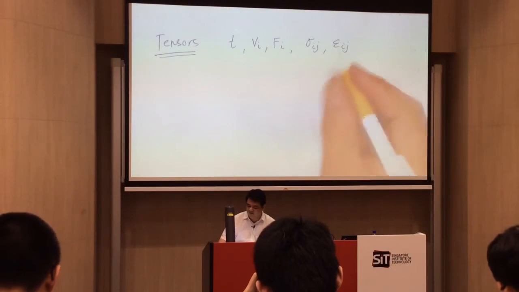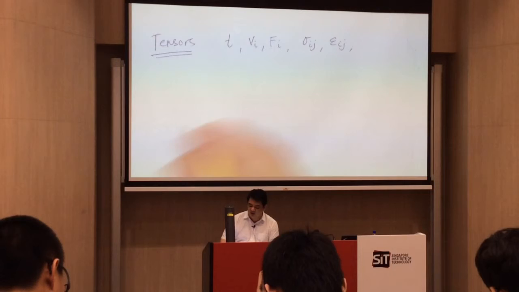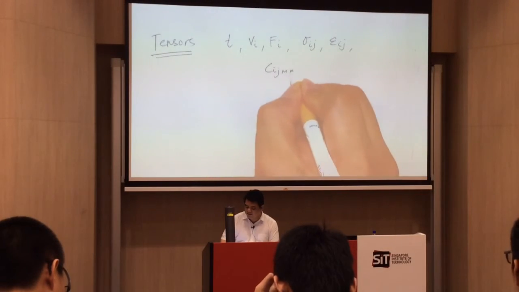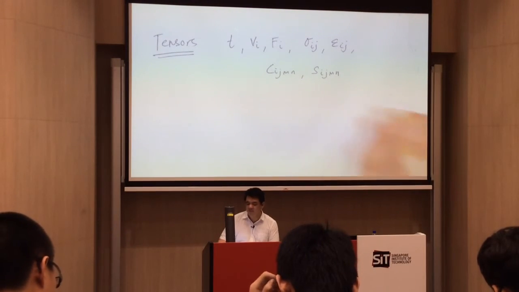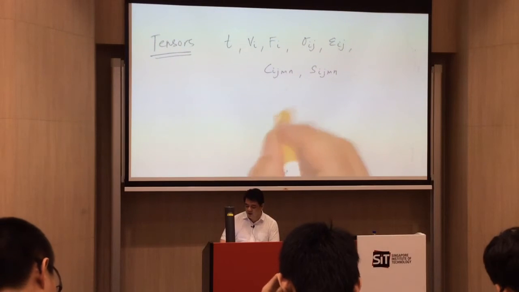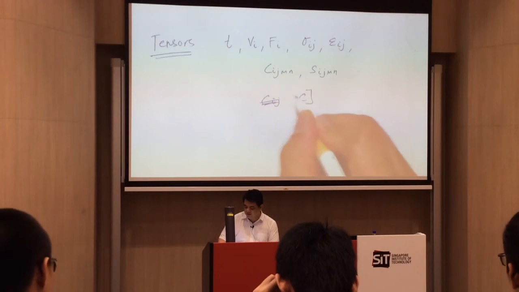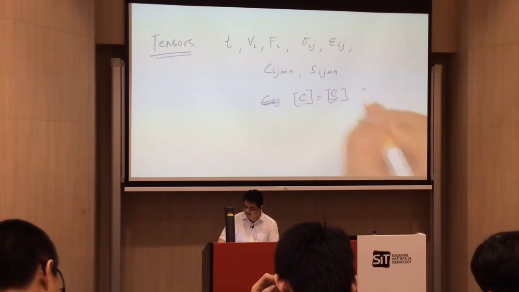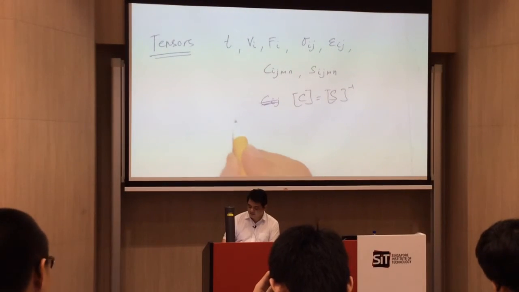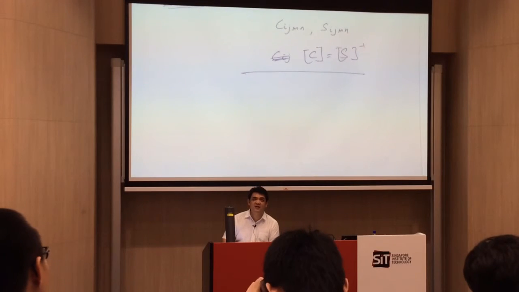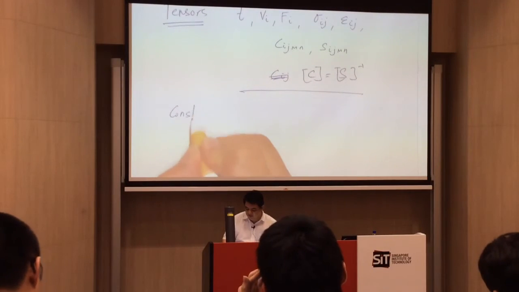We've also discussed a fourth order rank tensor, which is your stiffness matrix, and then your compliance matrix, wherein we know that, let me write it in a matrix form, this one is the inverse of that. So that's tensor, right?